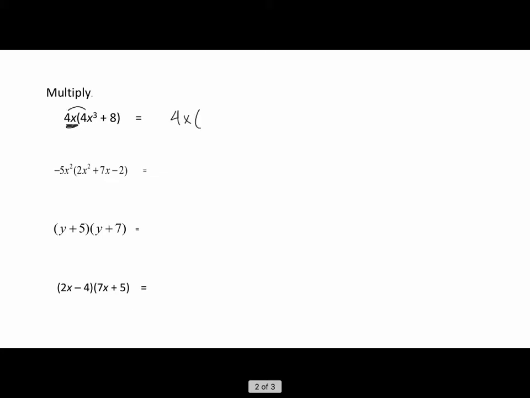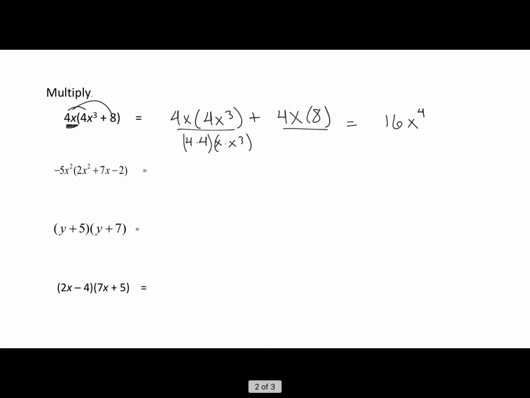So we'll multiply 4x by 4x cubed. And the next term, we'll multiply 4x by 8. And now we have some monomial multiplication. For the first term, we're going to commute and associate. So multiply the numerical factors 4 times 4 and the variable factors x times x cubed. So multiply the same base, add the exponents. 1 plus 3 is 4.